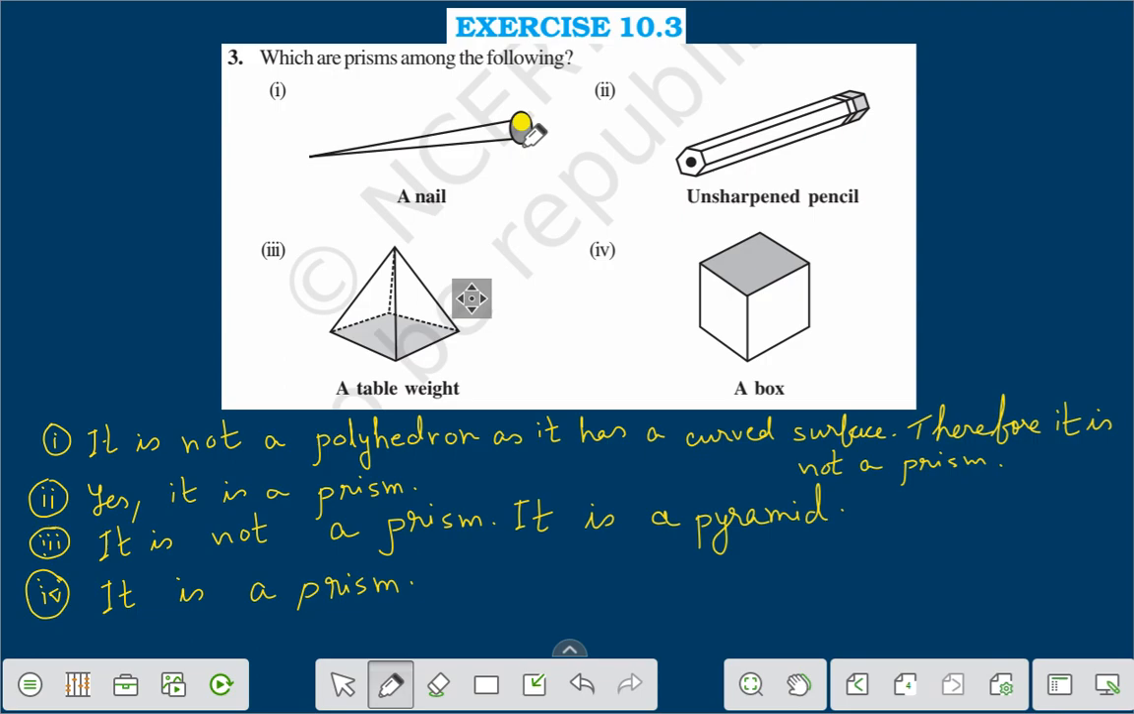Again we are repeating: here you see this is a nail, it has a curved surface, therefore it is not a prism. Number 2, it is a prism. Here it is not a prism, but it is a pyramid. Here you see this is a prism, right?